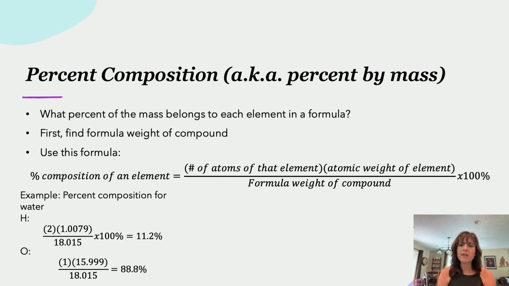So what do these percentages mean? It means that if you look at water, almost 89% of the mass for water comes from that 1 oxygen. Hydrogen is only contributing about 11%.